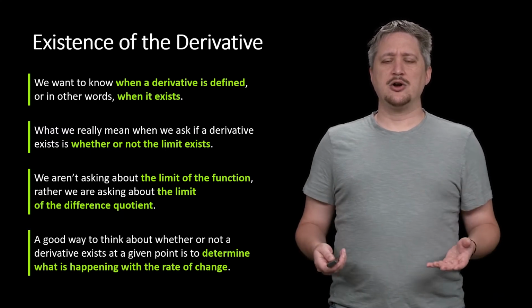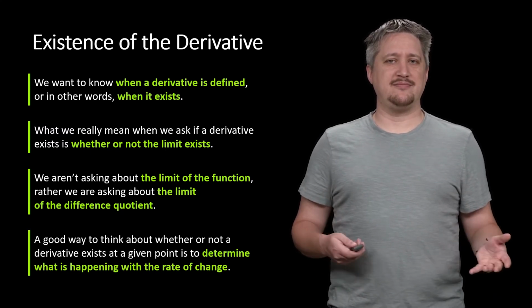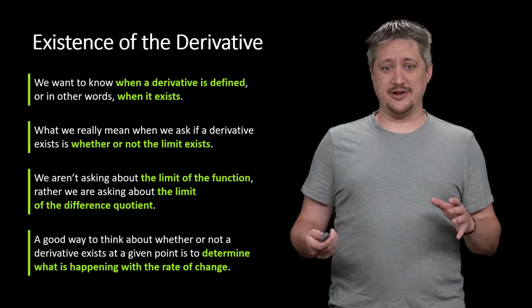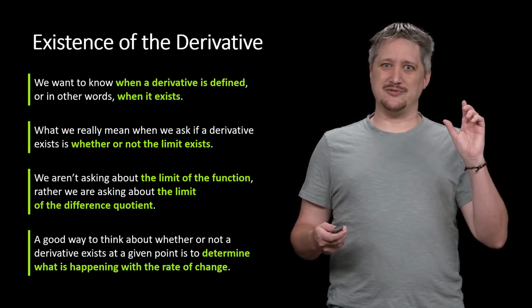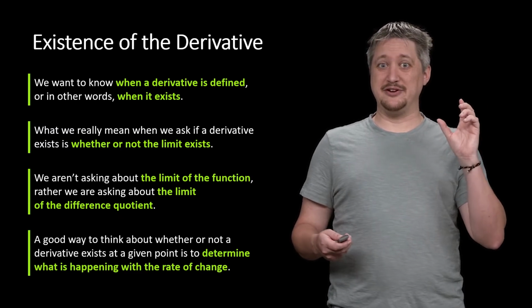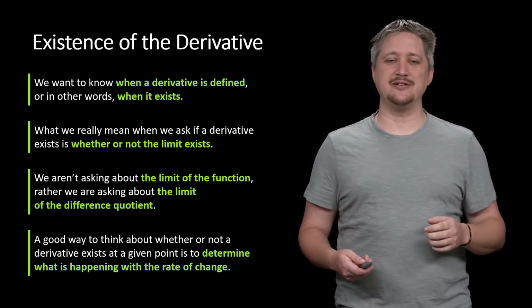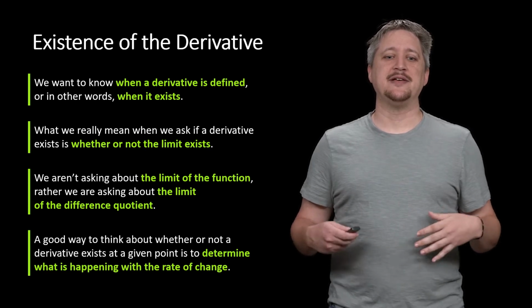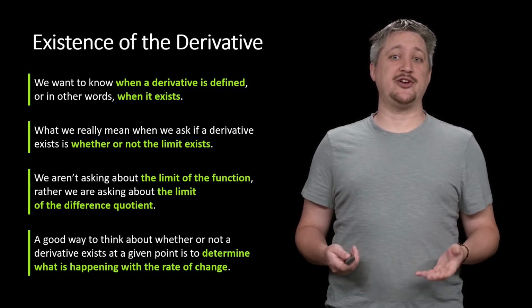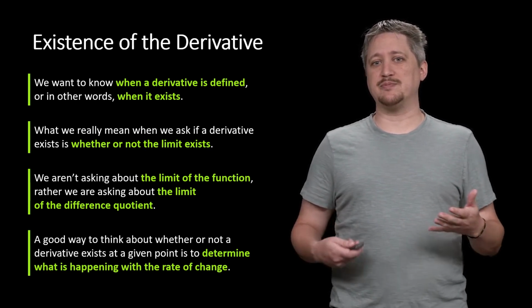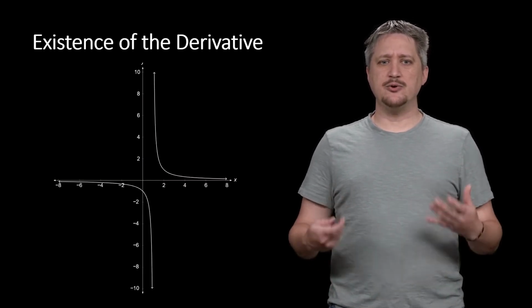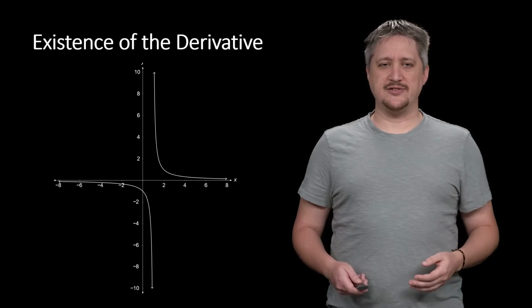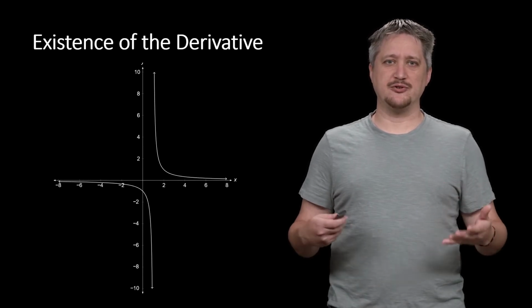So, a good way to think about whether or not that difference quotient is defined, because it's hard to look at a graph and think of the difference quotient version of that graph, is to look at what's happening with the rate of change. Remember, the derivative is supposed to represent the rate of change of the graph. So, let's look at a quick example for our first bit.